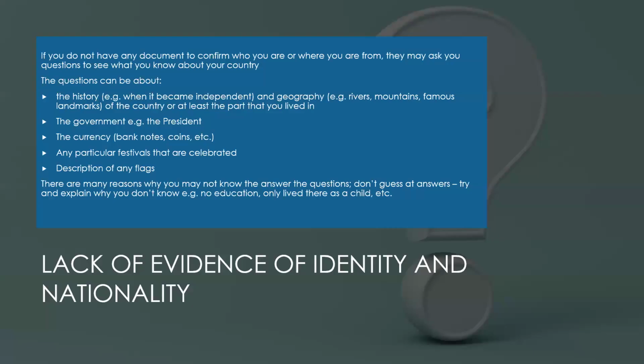Let's look at, first of all, if you don't have any proof, particularly of your nationality, but also possibly of your identity, which might include your age. So if you don't have any document to confirm who you are, where you're from, how old you are, they may ask you questions to see what you know about your country. These questions can be about the history. It can also be about the geography, about rivers, mountains, famous landmarks of the country, or at least the part that you lived in.